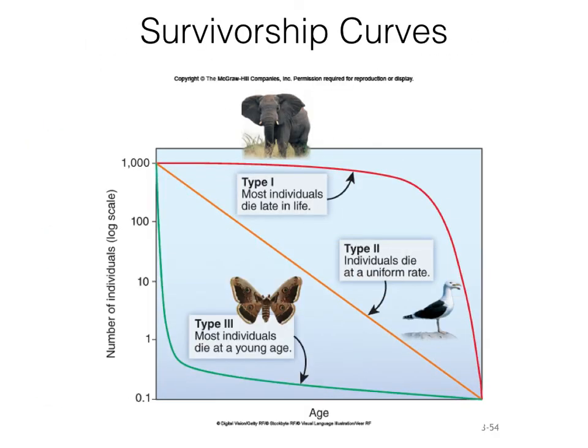Idealized survivorship curves include high survival rates for juveniles, that's type 1, uniform mortality risk throughout life, that's type 2, and high mortality for juveniles, with long survival for a few individuals that reach maturity. That's type 3. So these are just different strategies that different species have as they survive.